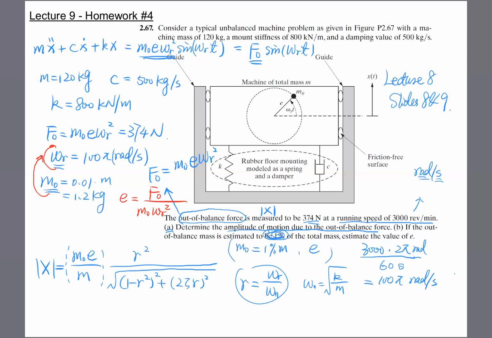What we do is multiply both the top and bottom by omega r squared. After doing this magic, this part becomes F naught, which is already known. And this part is also known, because we know the rotation speed and we know the big mass, right? So even without knowing e and small m naught, we can still calculate your amplitude x.